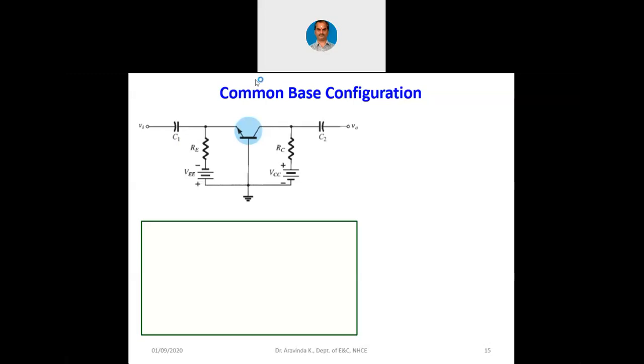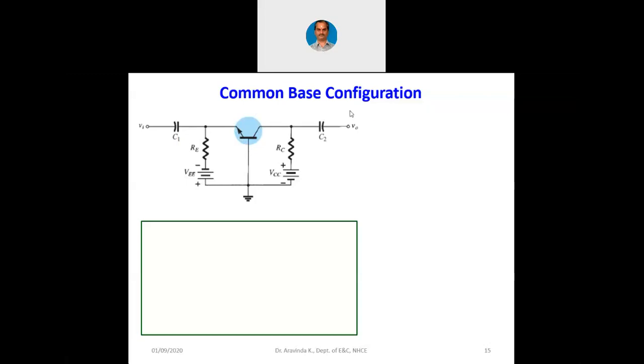As I told you yesterday, when compared to the other two configurations, here we require two separate power supplies. The reason is we are taking base as common and we feed input at the emitter and take output at the collector. In fact, this can be in the reverse order as well. We can feed input at the collector and we can take output at the emitter as well because it does not make any difference as far as the AC signal is concerned.